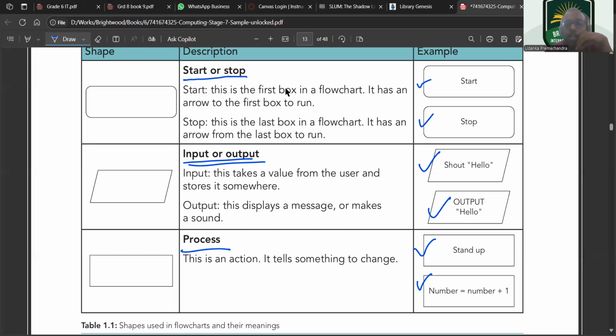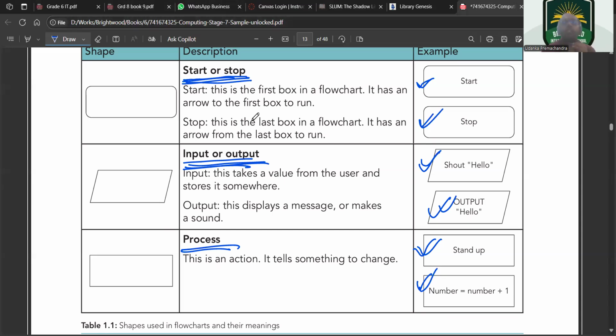For standard start and stop, you use not a rectangle but a rectangle with rounded corners. Just write standard start and stop. Draw the example, no need for other things. Input and output, draw the example. And process, draw the example. You can write them only. Please write down, this is only a recap. I think you already got this. Okay, draw that one.